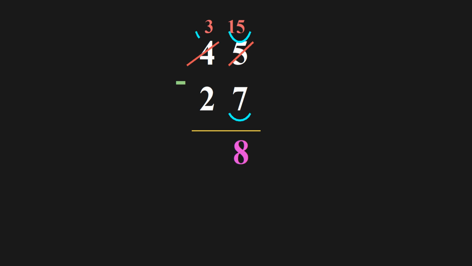Write 8 in the ones place. Then go to the tens column. 3 minus 2 equals 1. Write 1 in the tens place. So 45 minus 27 equals 18. And this is our final answer to this problem.